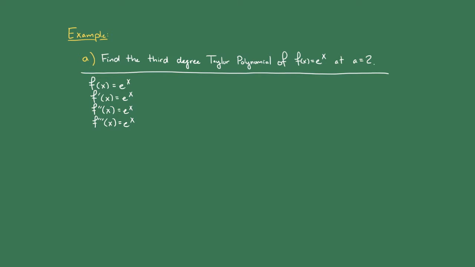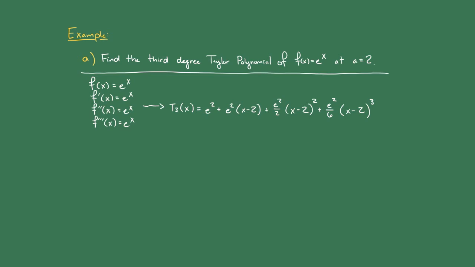Then we can plug this into the general formula to find that the third degree Taylor polynomial of e to the x centered at 2 is e squared plus e squared times (x minus 2) plus e squared over 2 times (x minus 2) squared plus e squared over 6 times (x minus 2) cubed.